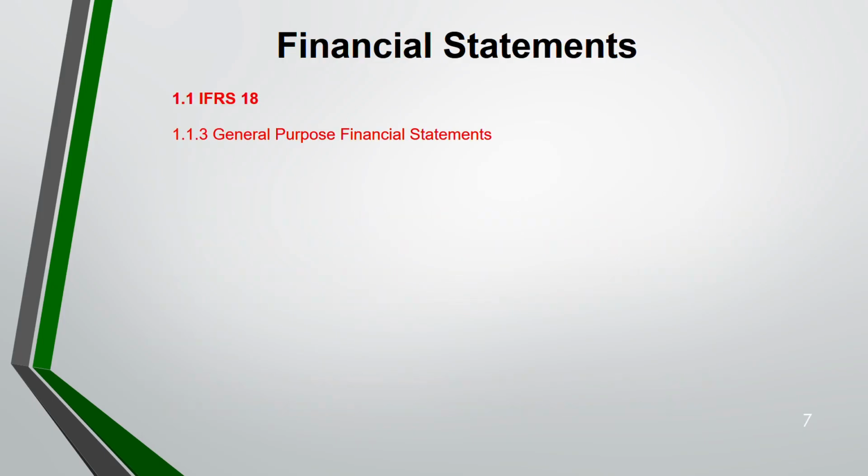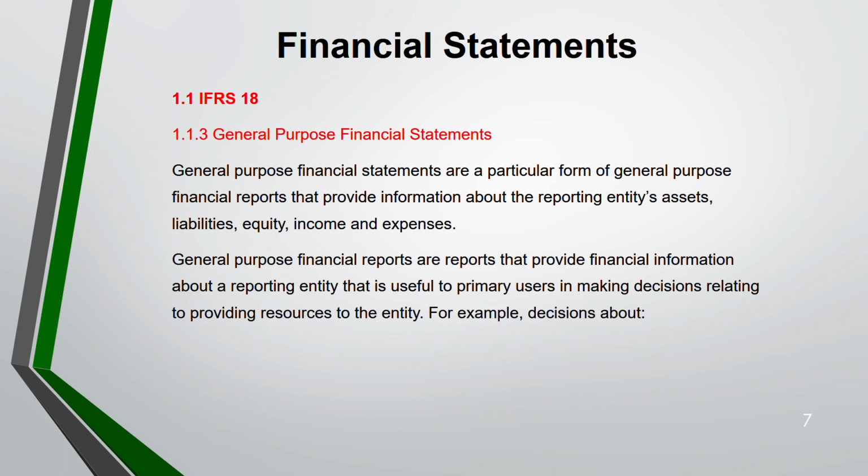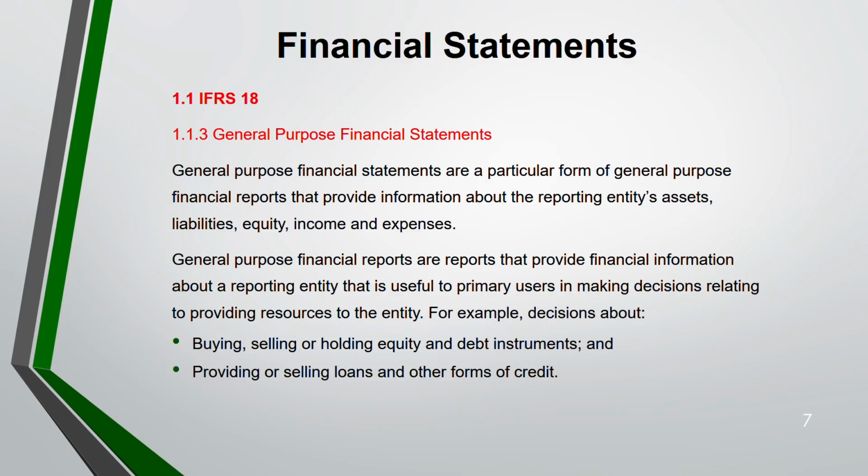Now, general purpose financial statements. General purpose financial reports provide information on the elements of the financial statements: assets, liability, equity, income, expense. This we all know. General purpose financial reports give financial information to users to make important decisions. For example, they want to decide whether to buy, sell, or hold equity or debt instruments, and whether to provide or sell loans and other forms of credit. In order to make these decisions, they need financial information about the entity. And how do they get this information? Through the general purpose financial report.